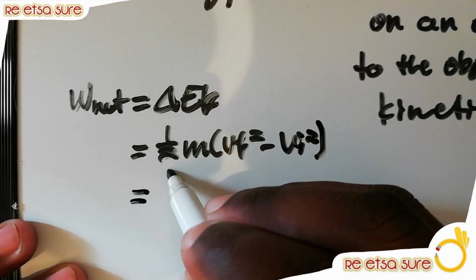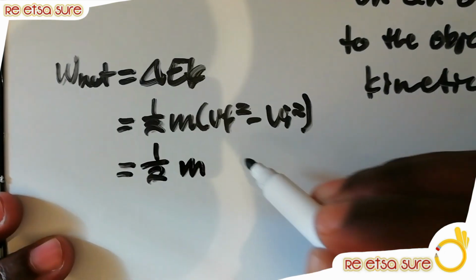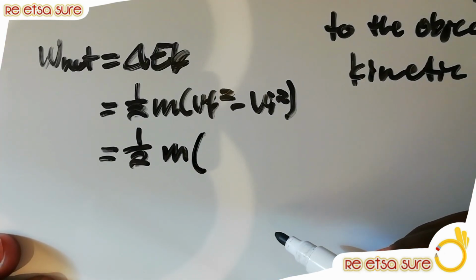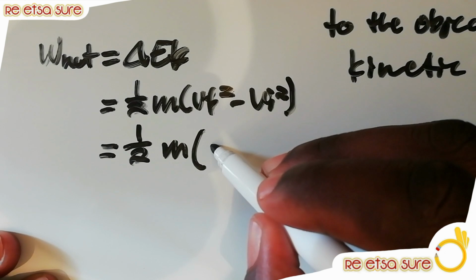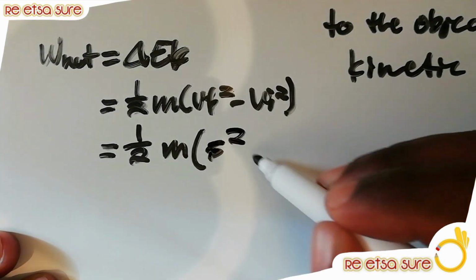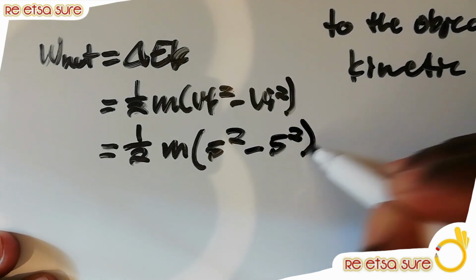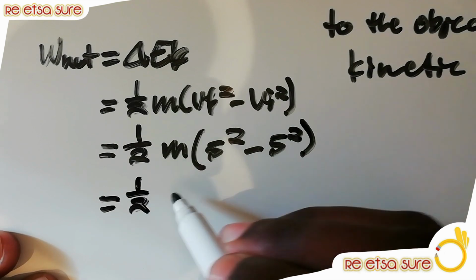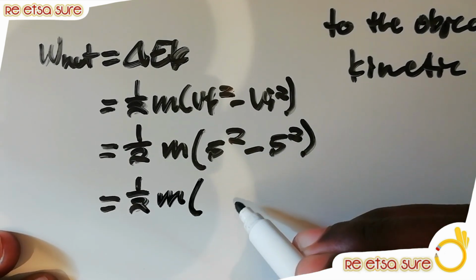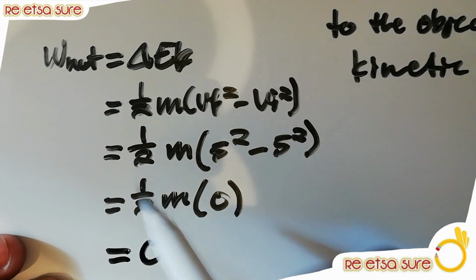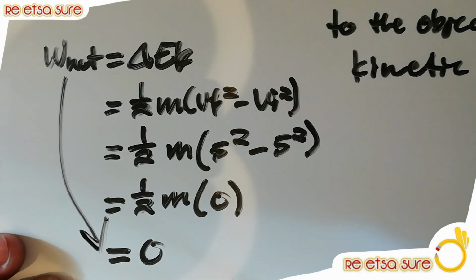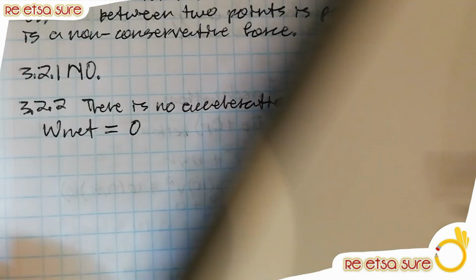Now, if an object is moving at constant velocity, let's say the velocity of 5 meters per second, right? It's gonna be 5 meters per second squared minus 5 meters per second squared. And 5 meters per second squared minus 5 meters per second squared is equal to 0. And anything multiplied by 0 is 0. So W net is equal to 0. That's what they were asking.